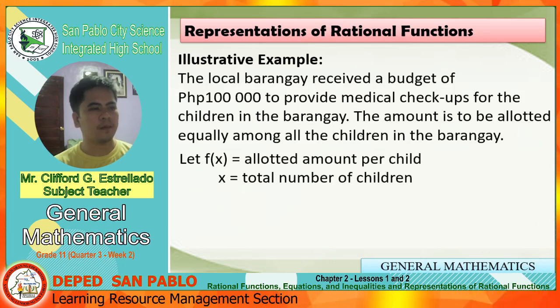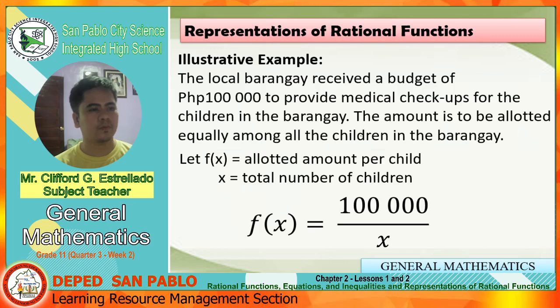Okay, so let f of x be equal to the allotted amount per child, and x is equal to the total number of children. So we have now this rational function. f of x is equal to 100,000 over x. So our problem is represented by means of an equation. And we have an equation, f of x is equal to 100,000 over x.